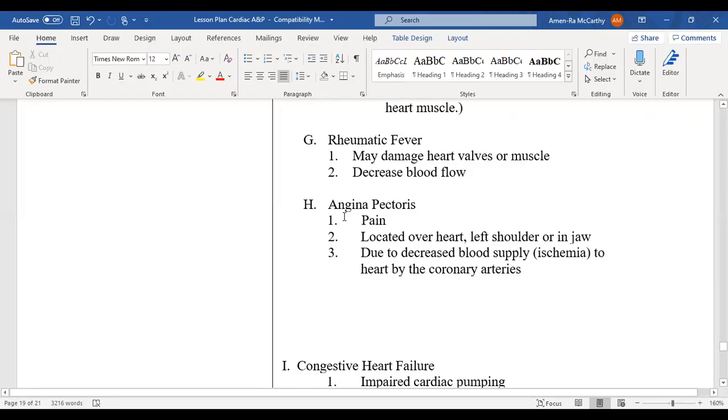And then H, angina pectoralis or pectoris. What's angina mean? Like the squeezing or tightening? Could be. Angina is some type of pain. So what is the pectoris? What muscle is the pectoris? No, that's your abdominal muscle. That would be your obliques and your transverse obliques. Your pecs are your chest.